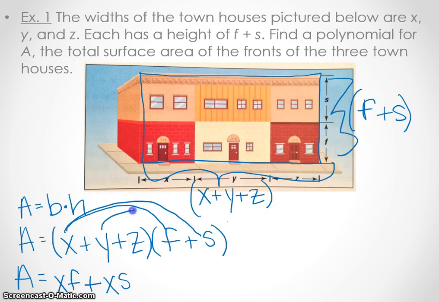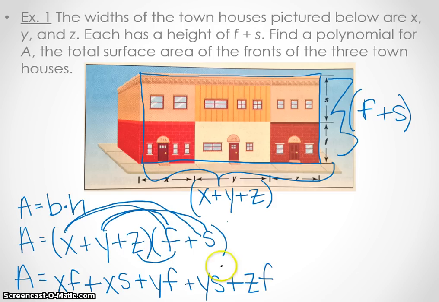So I move on to y. So y times f is yf. y times s is ys. And we're done with y since we've multiplied both of them. And finally, we have to do z. So z times f is zf. And then z times s is zs.